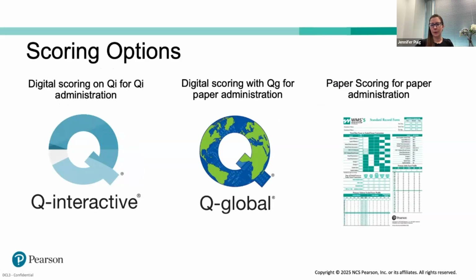If you administer the paper version of WMS 5, you have the option to hand score or to use the Q Global Scoring Assistant. That's our online scoring assistant. And all of the lookup tables are available in the manuals to facilitate hand scoring.